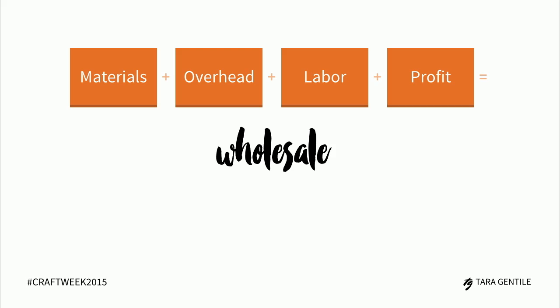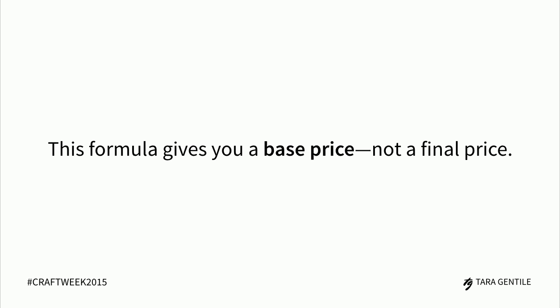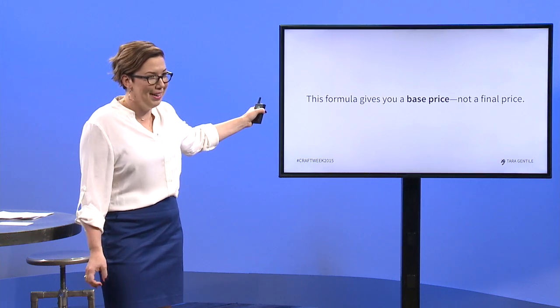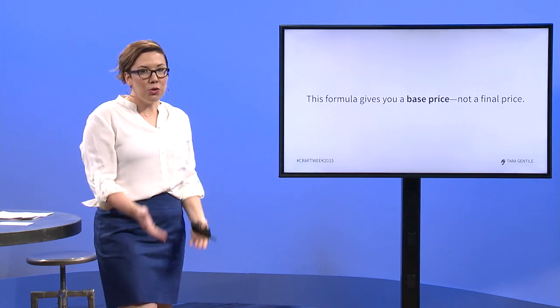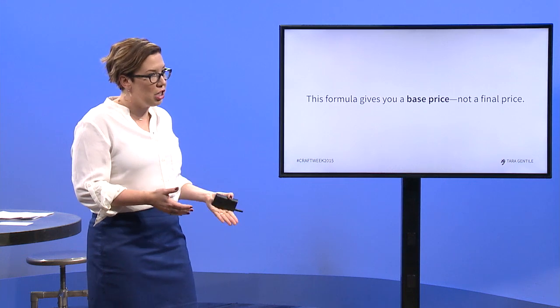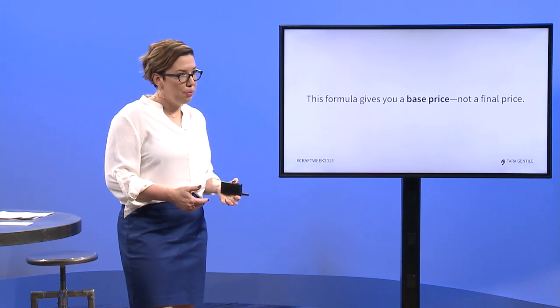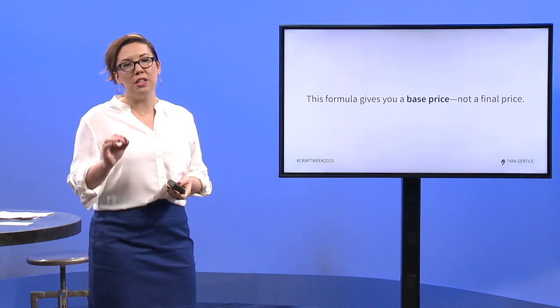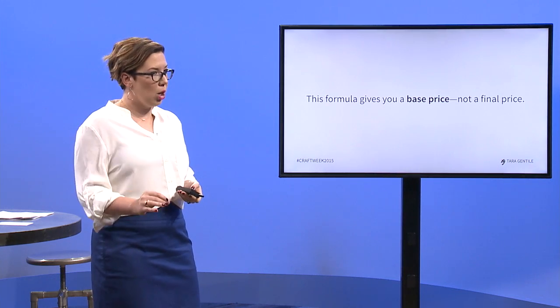So now let's talk about how you get to retail. Materials plus overhead plus labor plus profit equals wholesale, times 2 equals retail. This formula gives you a base price, not a final price. Your final price is determined by so much more than what an item costs to create. Remember? That's our big theme for today. So our final price is going to be based on things like positioning, value story, and overall business strategy or pricing strategy. But this formula gives you that base price, that price that you know my business works at.